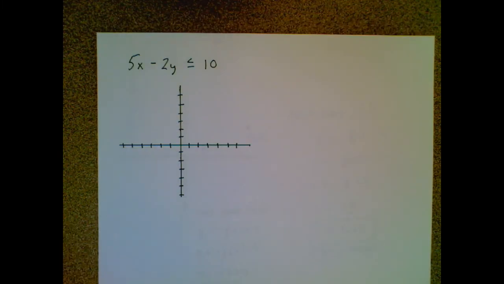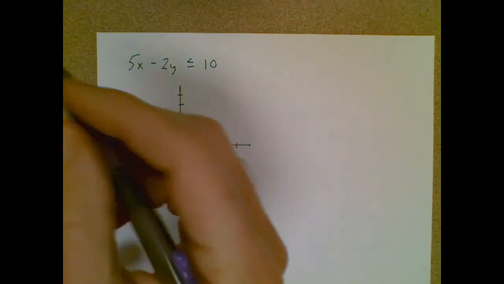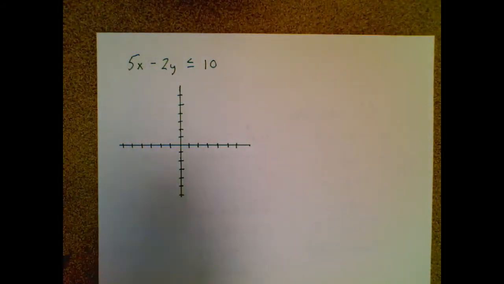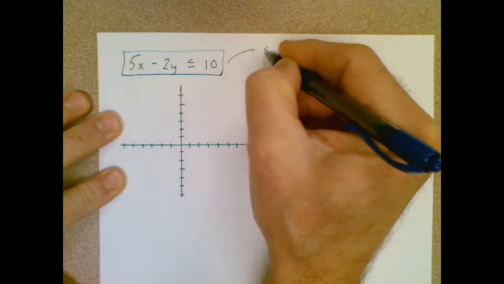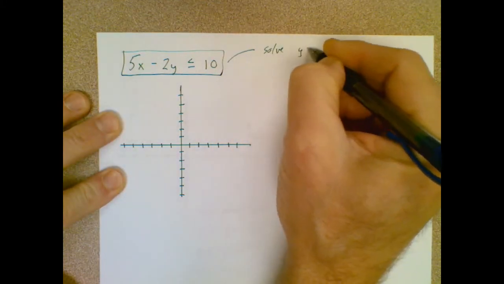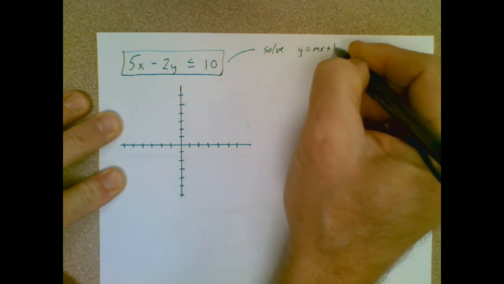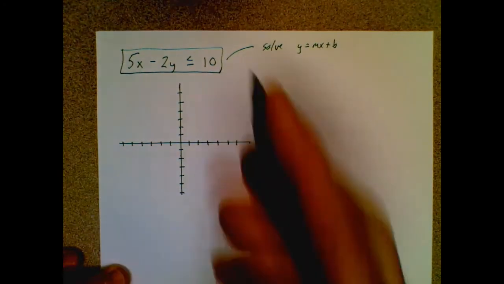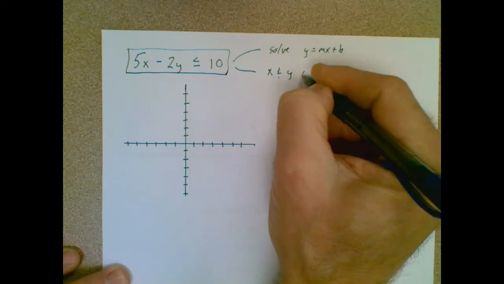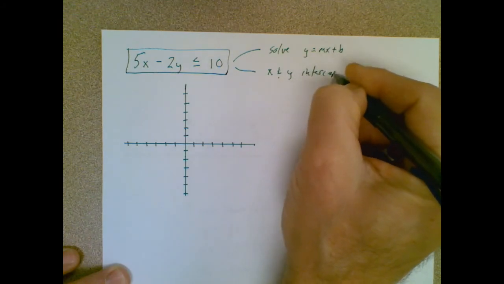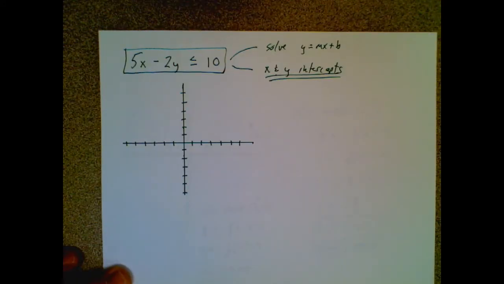Okay, one last problem. We're going to do this one a little quicker. When I look at this problem, I notice that it's not in y equals mx plus b form. If I wanted to solve and turn it into y equals mx plus b, I could do that, but I'm going to show you or remind you of graphing by the x and y intercepts. So keep that in mind as a good way to graph, especially when the line is in this form.